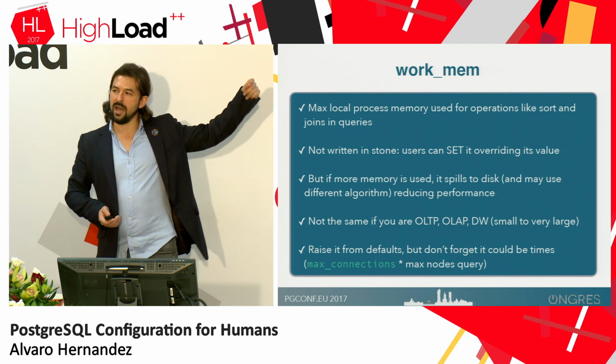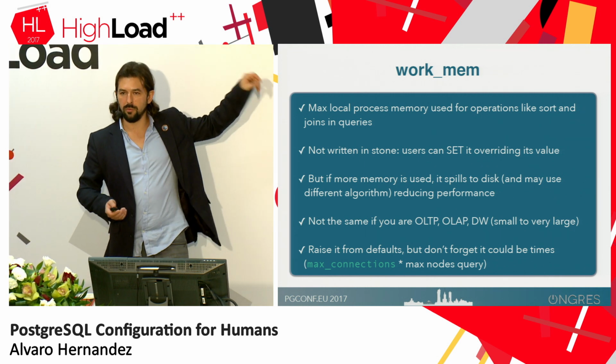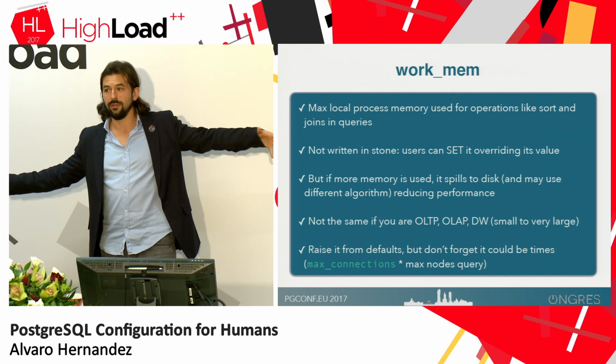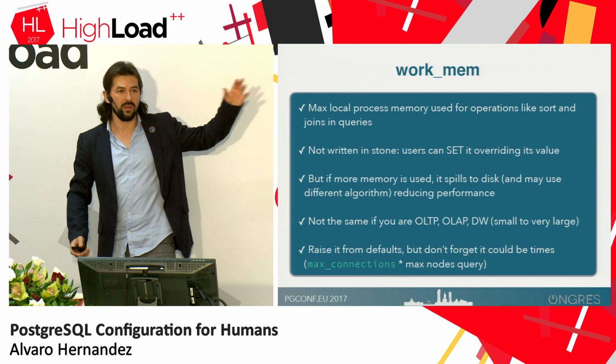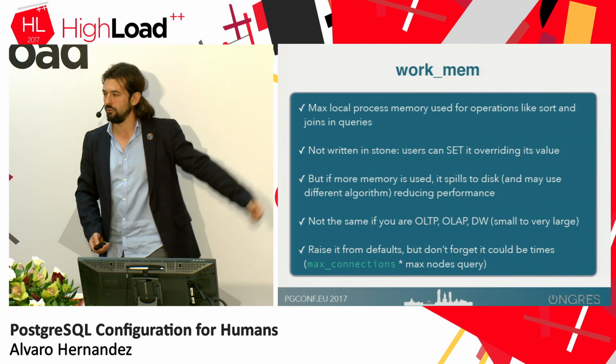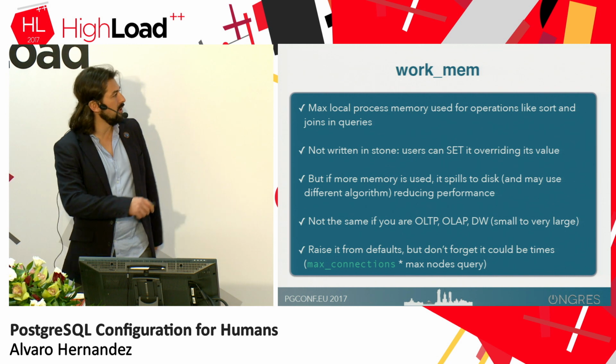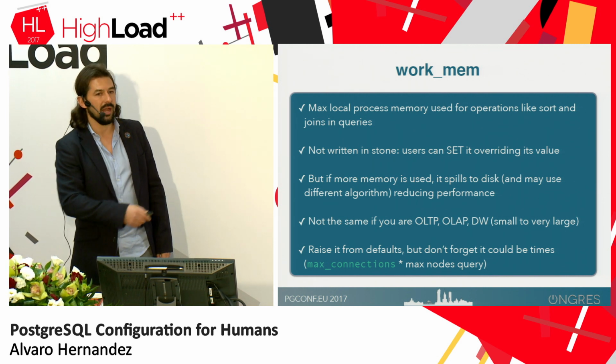However, if you put it too high, then this is per process. So if you have a lot of processes, then you'll have a lot of memory being used. This is yet another reason to keep max connections low. And also, it depends a lot if you're OLTP or OLAP or data warehousing.